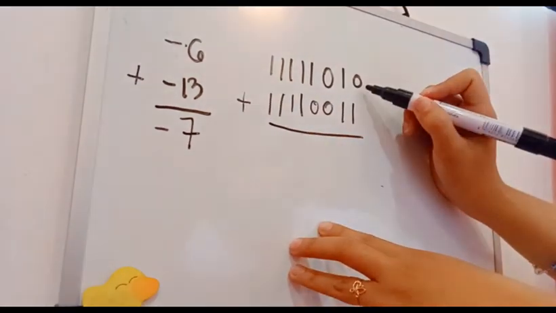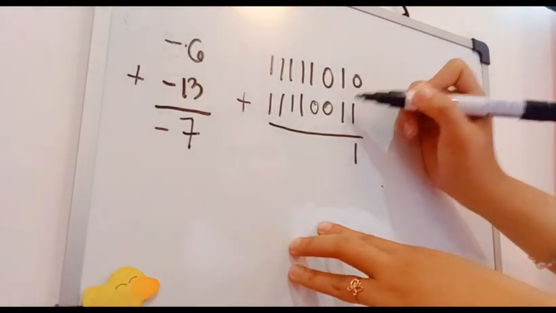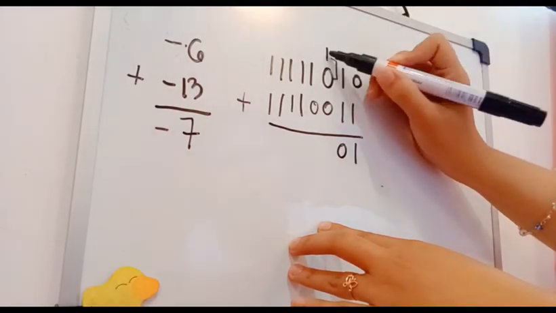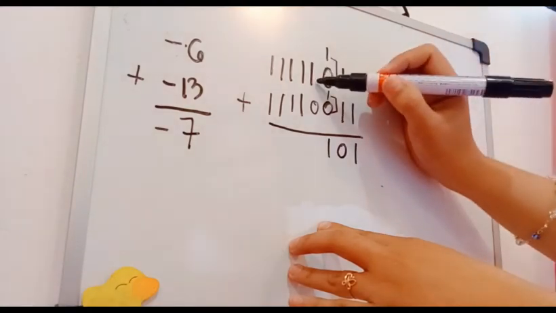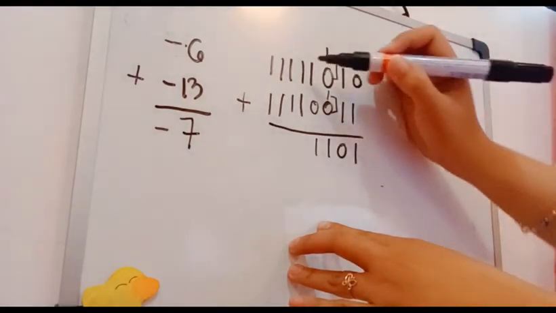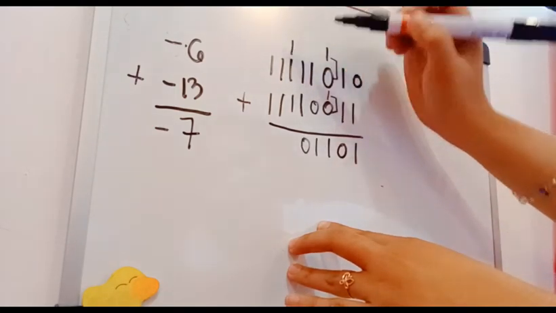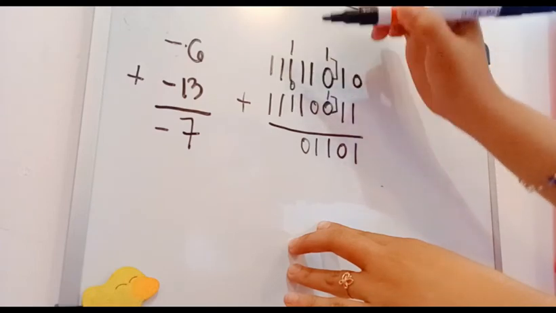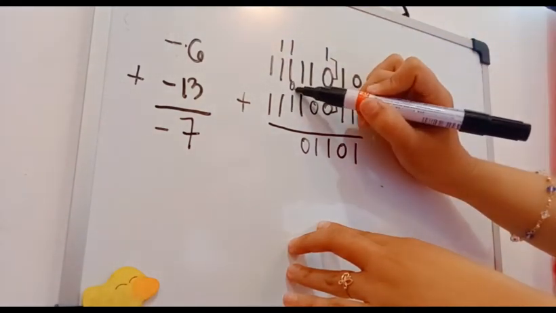So the answer here is 0 plus 1 is equal to 1. 1 plus 1 is equal to 10. So 0, carry 1. Then add. 1 plus 0 is equal to 1. Then add here 1. Then 1 plus 0 is equal to 1. 1 plus 1 is equal to 10. So sum 0, carry 1. 1 plus 1 is equal to 10. Lagay yung 0 dyan. Carry yung 1. And then add.